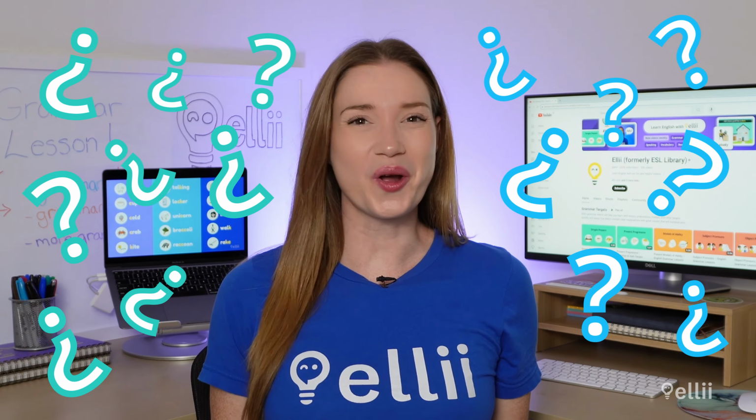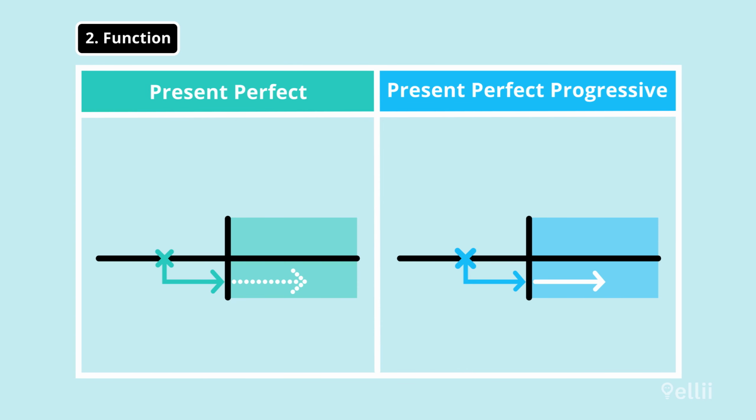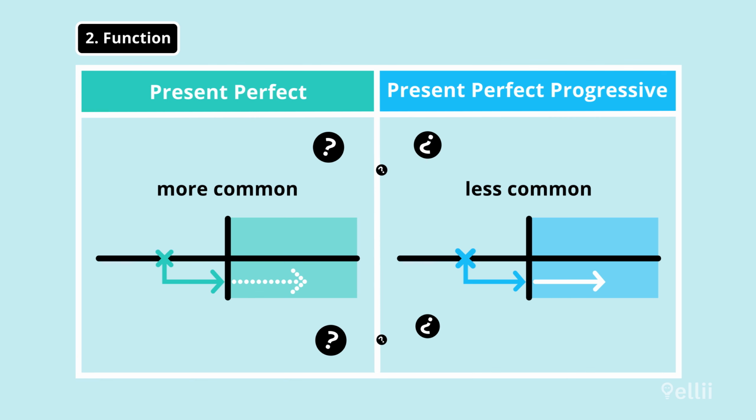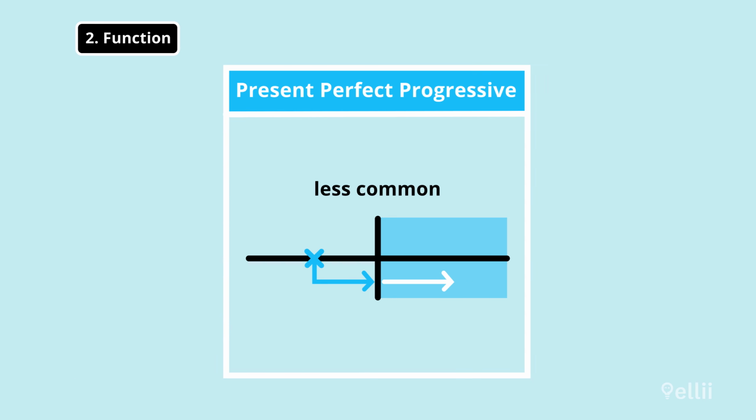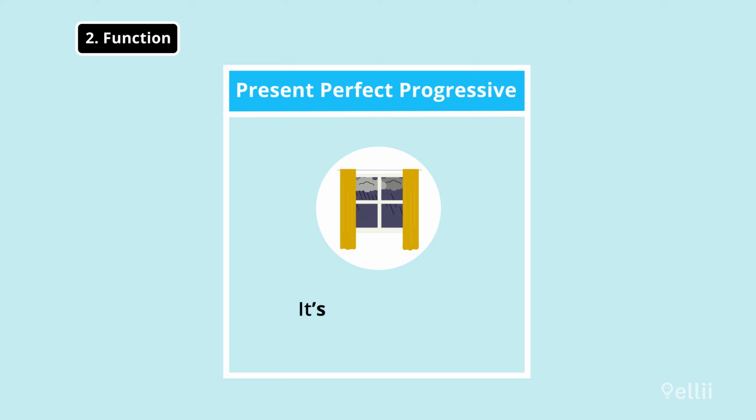So which one is more common, the present perfect or the present perfect progressive? The present perfect is more common than the present perfect progressive. So if you're not sure which tense to use, the present perfect is your best bet. However, there is one case when the present perfect progressive is a more natural choice, and that's with the recent past. For example, it's more common to say, I've been studying for an hour, and it's been raining all night.